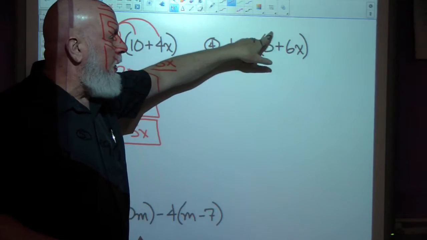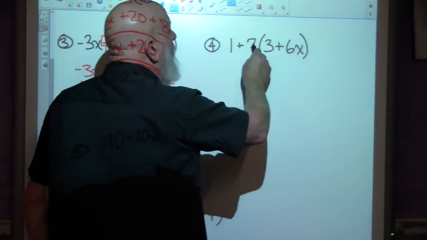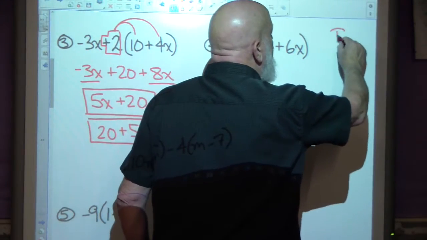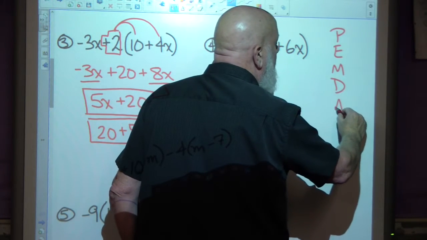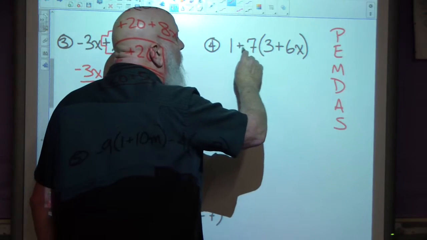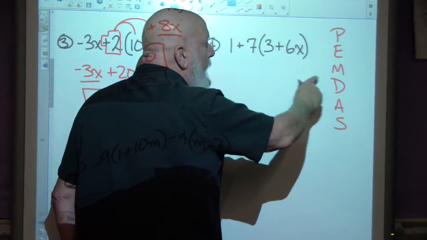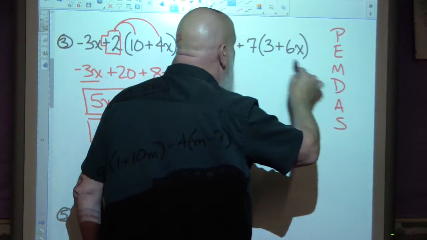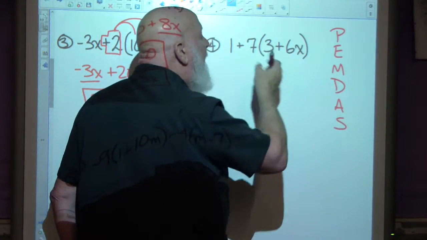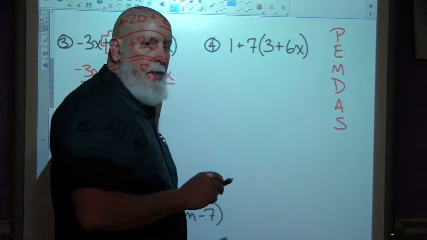Again, a real common mistake kids make here is they'll say 1 plus 7 is 8, yay, and then they'll distribute. Don't do that. We have to remember the order of operations. Please excuse my dear Aunt Sally. If we add before we multiply, we're not following the order of operations. Parentheses, exponents, multiply. We've got to multiply first, and then we add, okay?